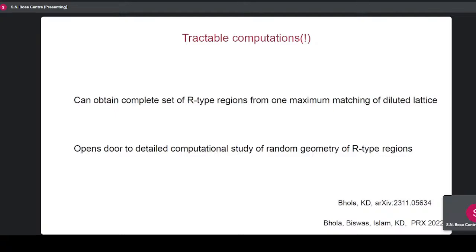But you know, so many modes will live localized inside that region by region. So this motivates, or opens the door for, a detailed computational study of the random geometry of these R-type regions and their complements, these P-type regions that host perfect matchings in any maximum matching of the region. So this is the first part of the talk, and I know I went a bit fast because I also want to show the results, but if there are any questions, I'd like to pause because this is kind of important.